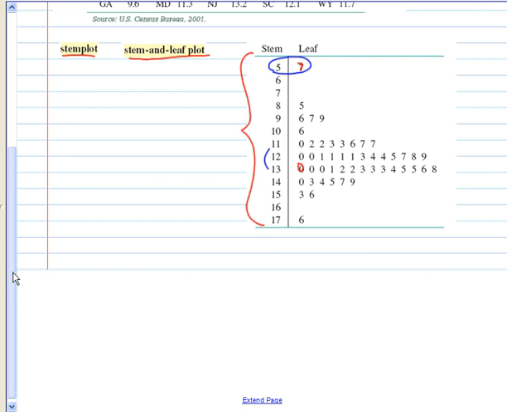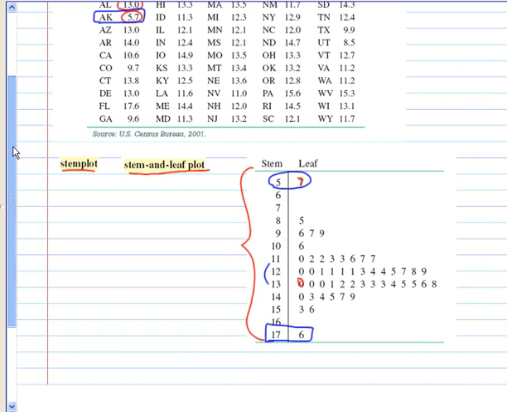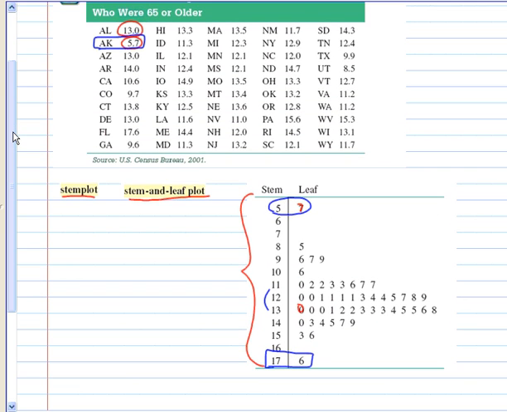In fact, there's one state that really stands out with a high percentage of their population. It's Arkansas? I don't know. Find it. 17.6. Can you find it up there?